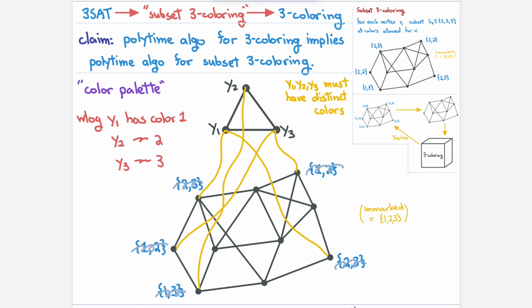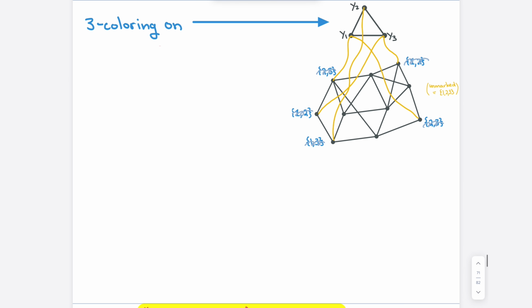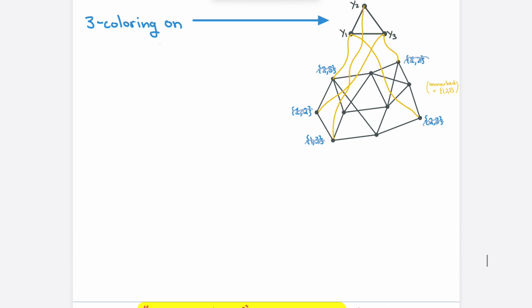So if someone can actually color this graph with no lists, then you just interpret Y1 as color 1, and then the same color wherever it appears down here. So if you can color this graph, then you'll recover a list coloring that follows those rules. Okay. So that's the idea.